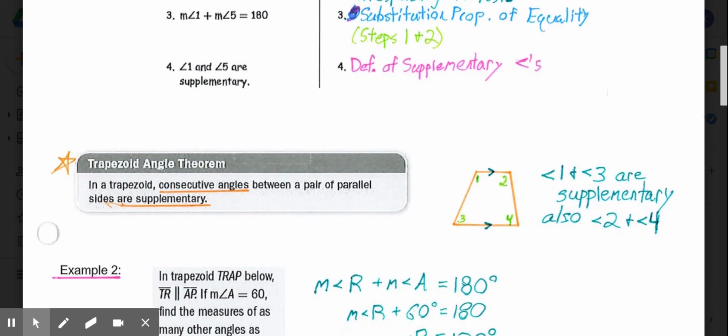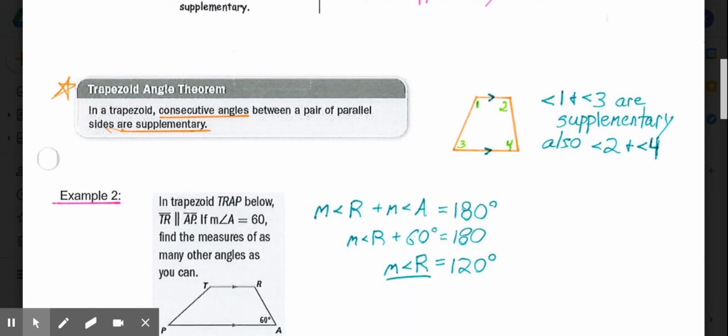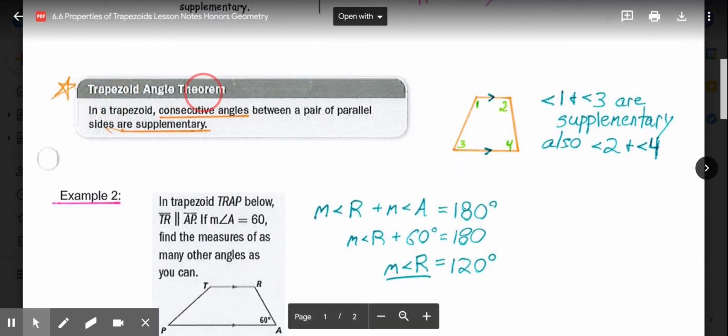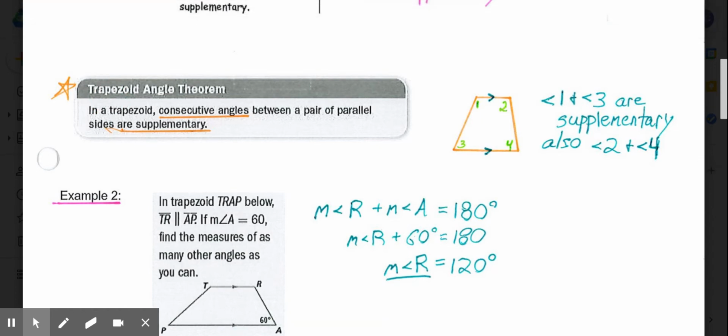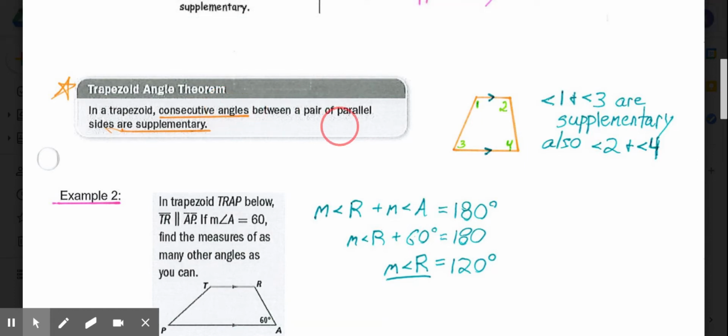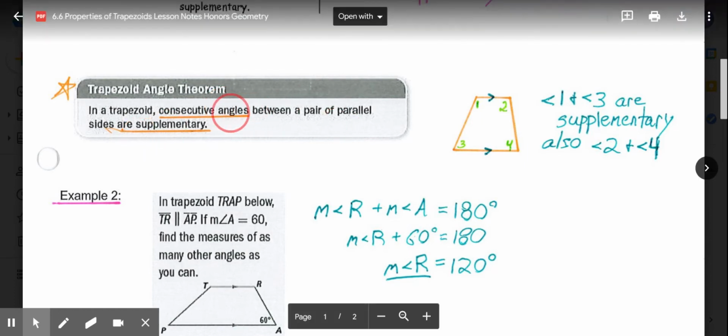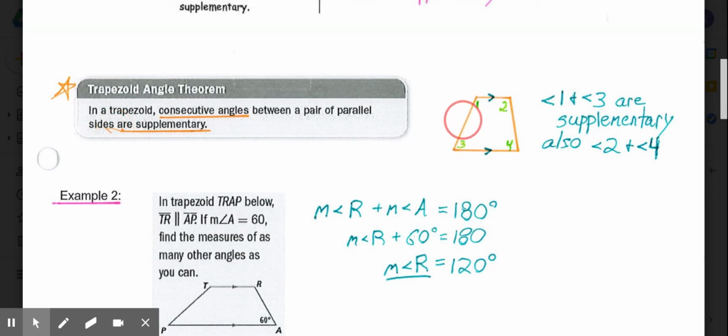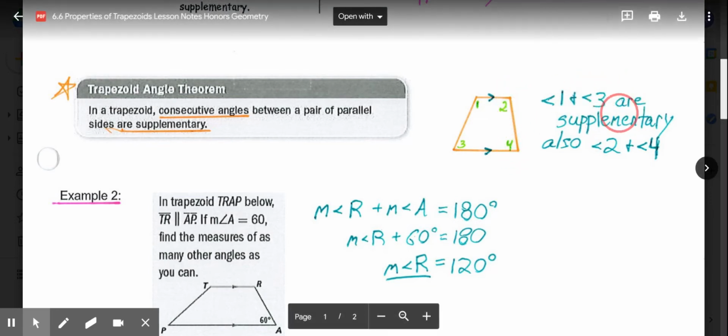Now, the reason that we're looking at that proof is because it's based on the trapezoid angle theorem. The trapezoid angle theorem states that in a trapezoid, consecutive angles between a pair of parallel sides are supplementary. So 1 and 3 are consecutive angles next to each other in between these parallel lines. Same with 2 and 4. So angles 1 and 3 are supplementary, and also angles 2 and 4 are supplementary to each other.